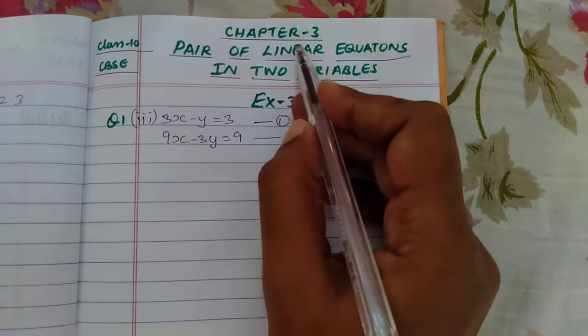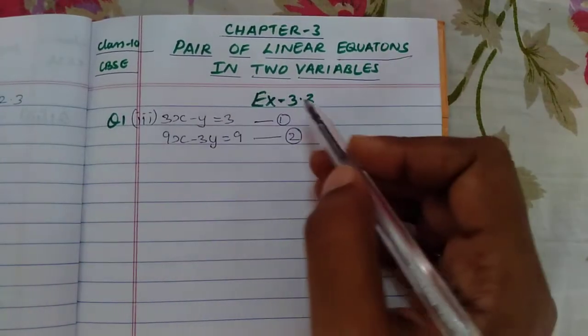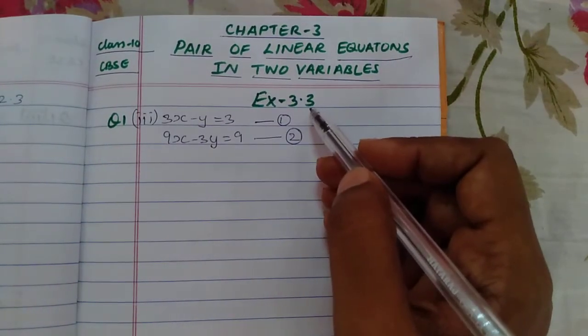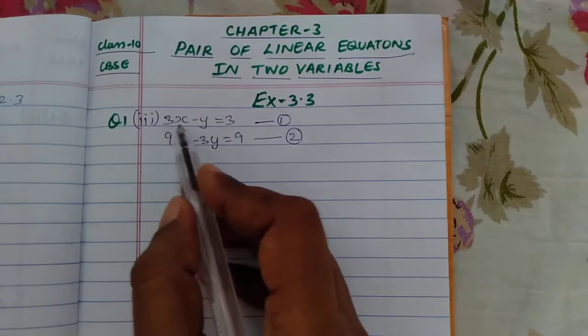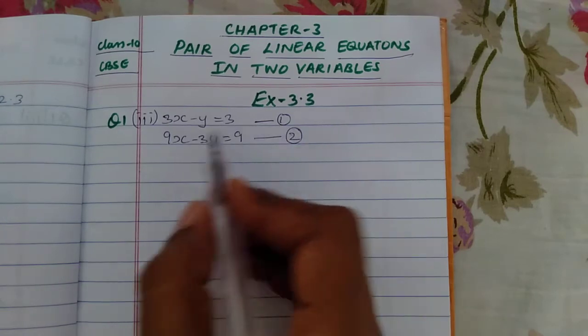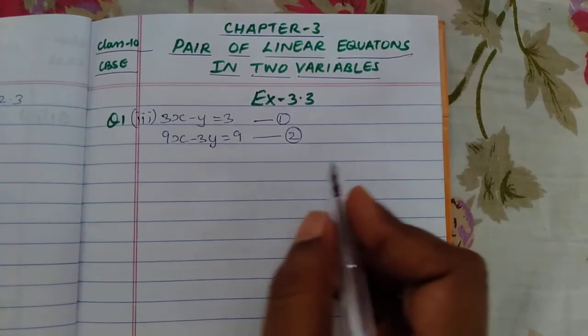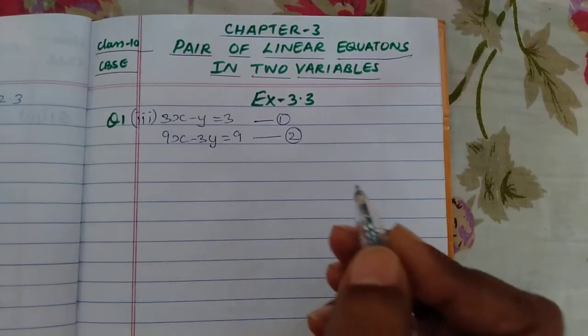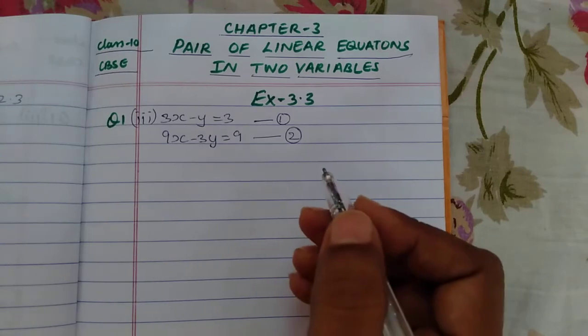Today we shall see chapter number 3, pair of linear equations in two variables of class 10 CBSE. We are in exercise number 3.3, question number 1. The first equation is 3x minus y is equal to 3 and the second equation is 9x minus 3y is equal to 9. Now the first step is to find y in terms of x. We will do y in terms of x this time.